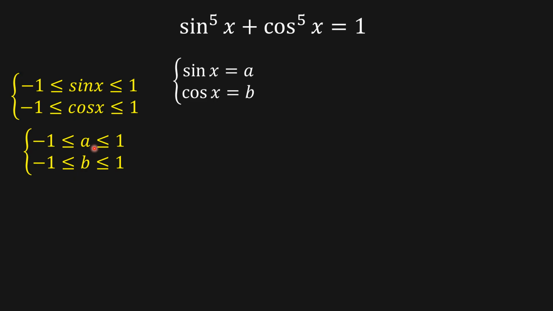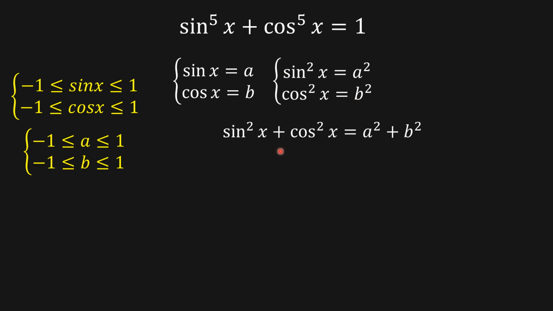And continuing here, we're going to square both sides of the equation, and then add side by side. We have then that sine squared plus cosine squared is 1. So we have then that a squared plus b squared is equal to 1. So a to the 5 plus b to the 5, right? This equation here will come to this one.